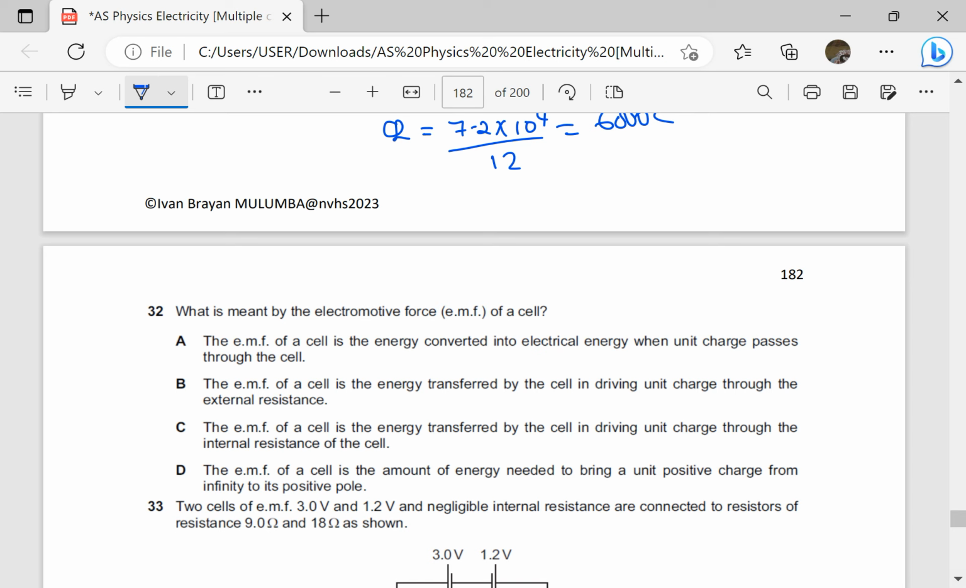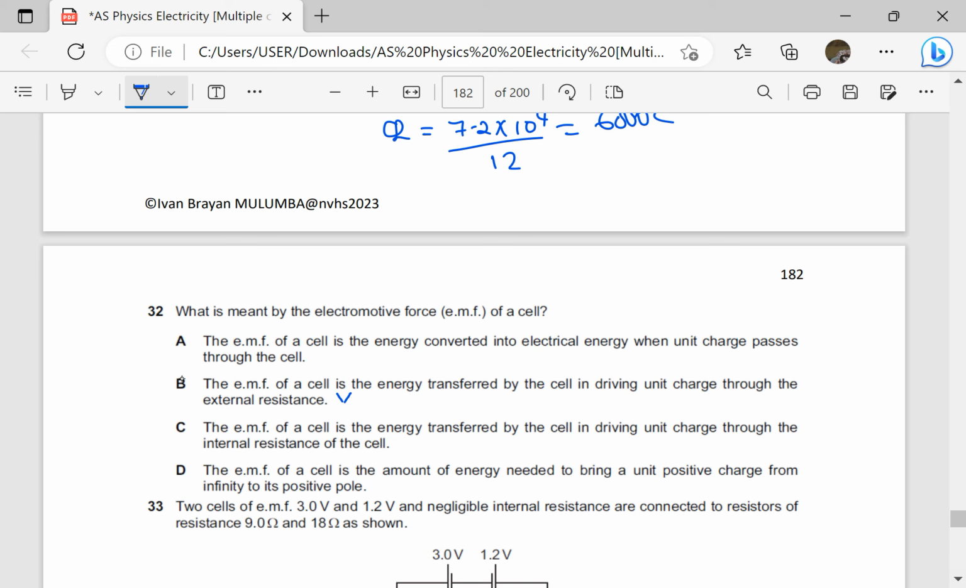What is meant by e.m.f? Remember, e.m.f is the energy converted from other forms to electrical per unit charge. So energy is always converted into electrical. So we first eliminate this one, which is into electrical. This one is energy transferred by the cell in driving a unit charge through the external resistance. This one is going to be PD actually. Energy transferred by the cell in driving unit charge through the cell, that is actually PD.